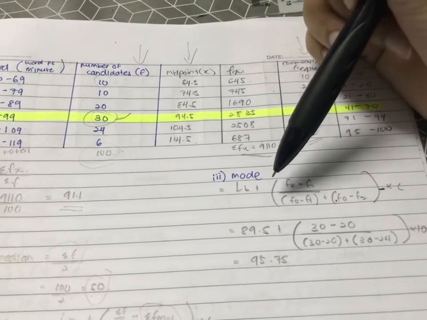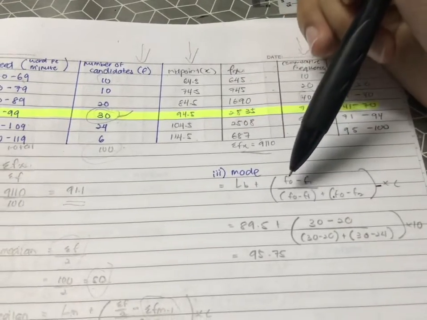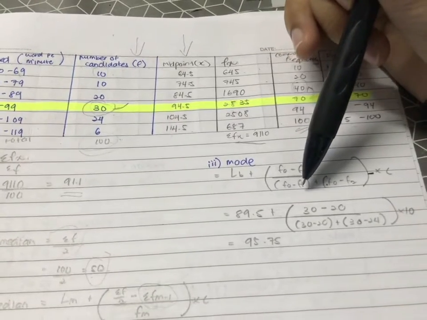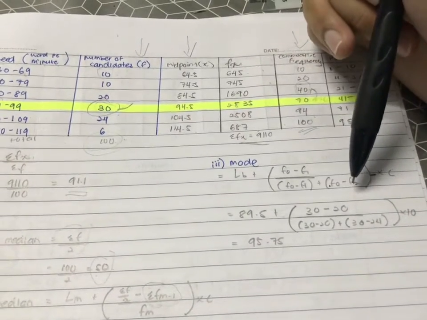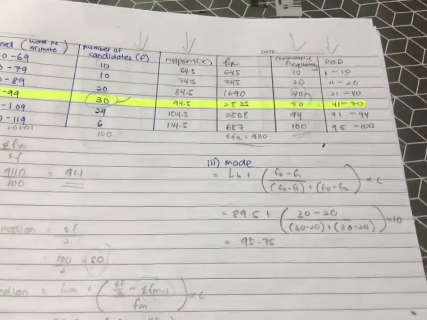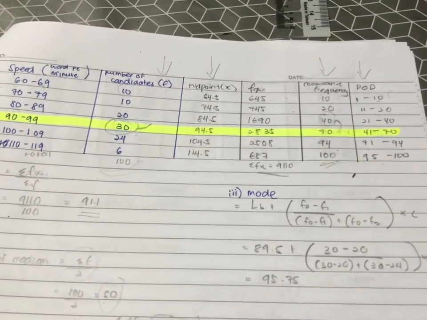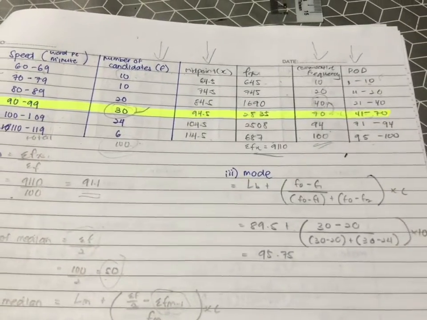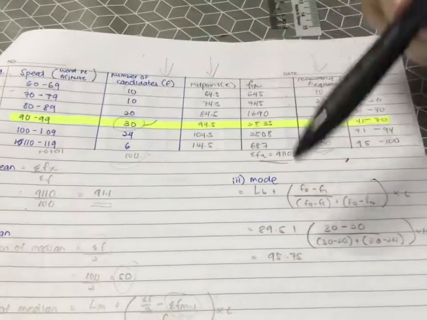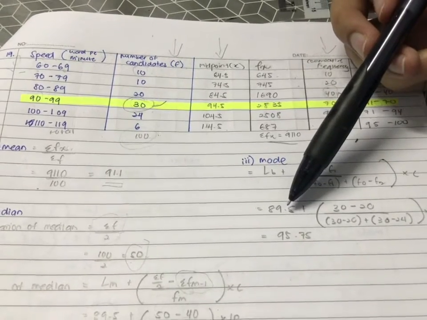How to find the value of mode? We use this formula: LB plus bracket F0 minus F1 divided by bracket F0 minus F1 bracket plus bracket F0 minus F2 bracket, times C. LB is the lower boundary. The lower boundary for this mode is 90, so don't forget to minus 0.5. 90 minus 0.5 becomes 89.5.